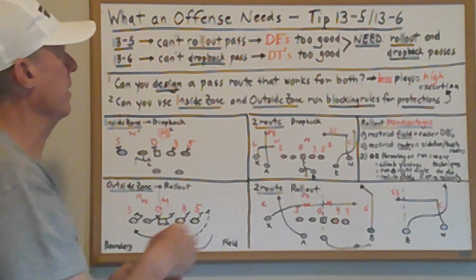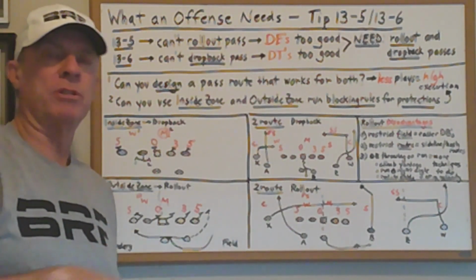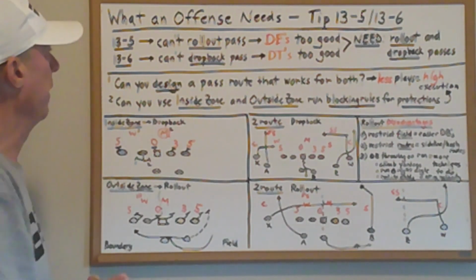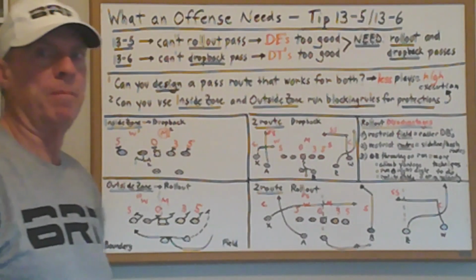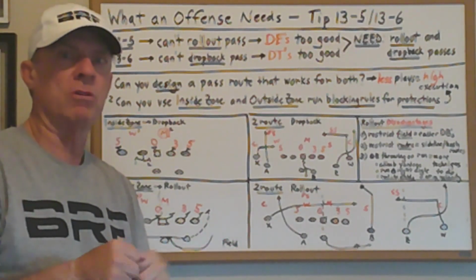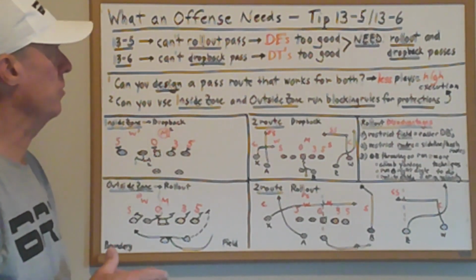It seems pretty obvious that when you can't roll out, it is because the defensive ends don't give you an opportunity to get on the edge. And then if you can't drop back pass, typically the pressure is coming from up the middle from the defensive tackles, which causes then the quarterback to have to leave the pocket. So that's usually what happens.